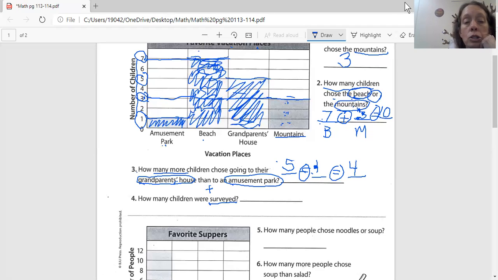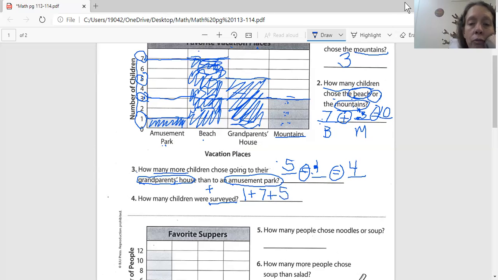Amusement park has 1. So we put a 1 here. I'll give that a plus sign. And beach has, all the way to the top, trace my line over, 7. Plus, still got more. Go to vacation or grandparents' house, all the way to the top, trace my line over, and I get 5.